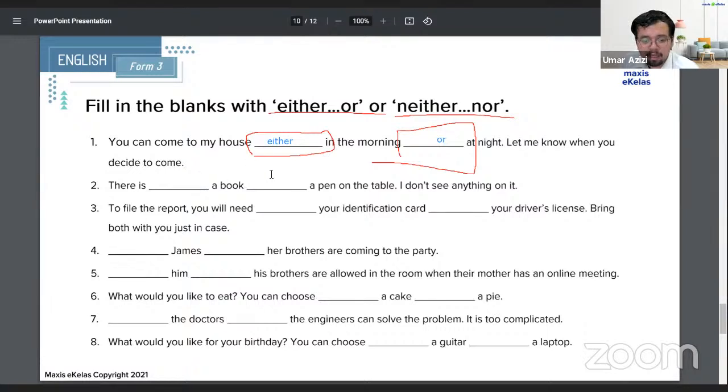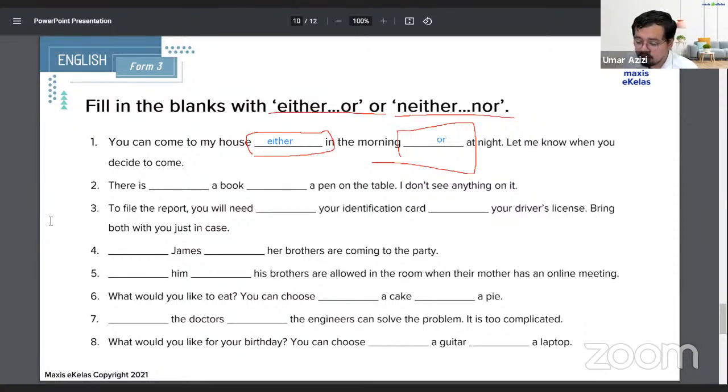There is something, a book, something, a pen on the table. I don't see anything on it. So the last part is I don't see anything on it. So it's a negative tone here right now. Both options aren't seen yet. Which one is it? Question number 2, is it either or neither nor? Which one is it for the sentence, y'all?